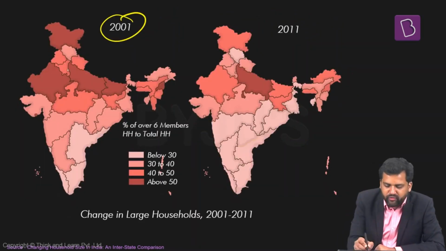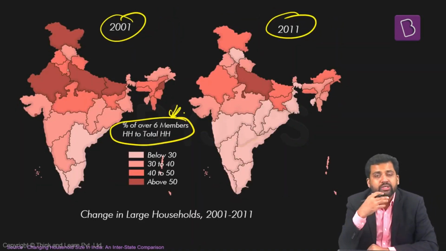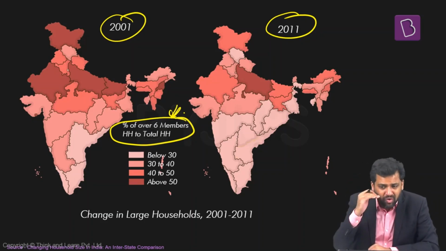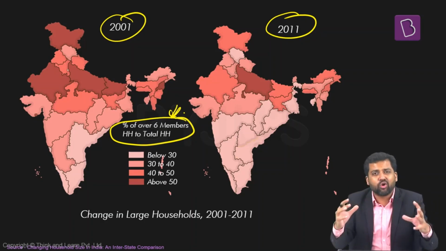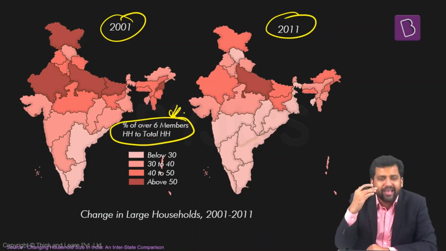So here what they're doing is, again, two different time points. Percentage of households which have 6 members. Of total households, what is the percentage of households that have 6 members or more? That means they have a larger number of large families. So the darker the shade, the higher the proportion of large families.